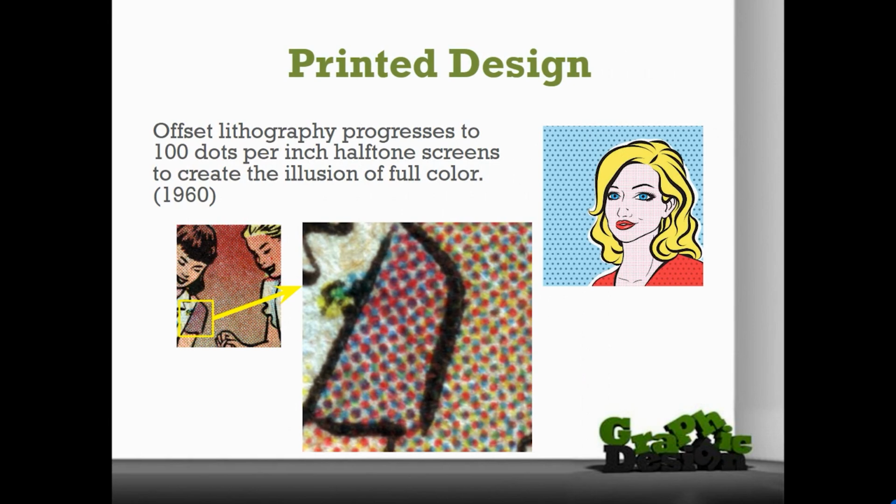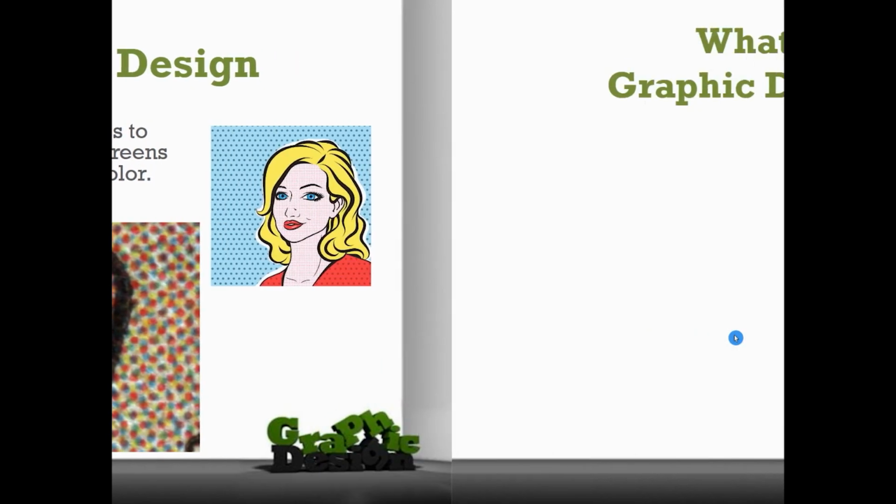So then came about the printed design. Offset lithography progresses to 100 dots per inch, which is a half-tone screen. And the way that this printing works is that each one of the different screens is basically a bunch of dots, kind of like this guy right here. But it's all a bunch of different dots really close together, and then they are all at different angles. So these ones go straight across this way, but the next one might go at a 15 degree angle and a 45 degree angle, and then I think it was a 75 and a 90 or something like that. So we'll show you those in one of the next slides coming up here.